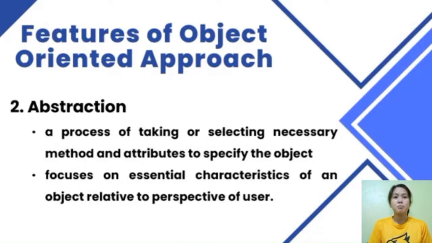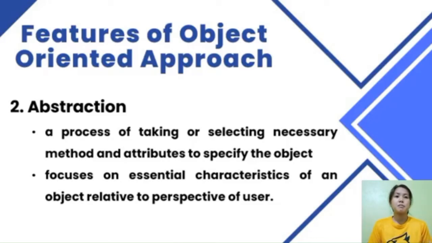So, an abstraction is a process of taking or selecting necessary method and attributes to specify the object. It focuses on essential characteristics of an object relative to perspective of user. Abstraction can also be seen as an extension of encapsulation. Oftentimes, programs are very large with thousands of lines of code. This is difficult to maintain, but abstraction helps with this. Abstraction means that every object only exposes a high-level mechanism for using it. Thus, the code within, to a large extent, becomes irrelevant to other objects interacting with the object.